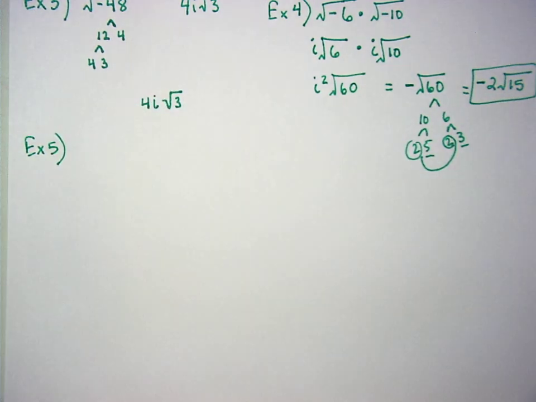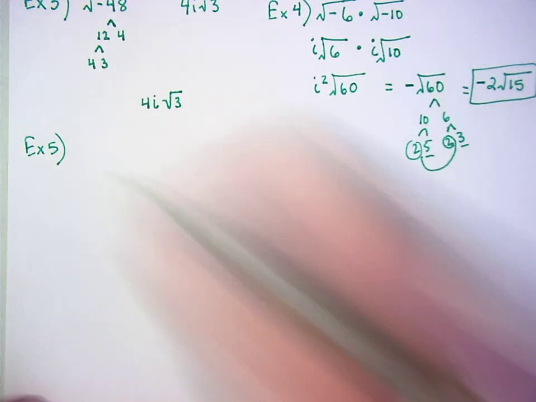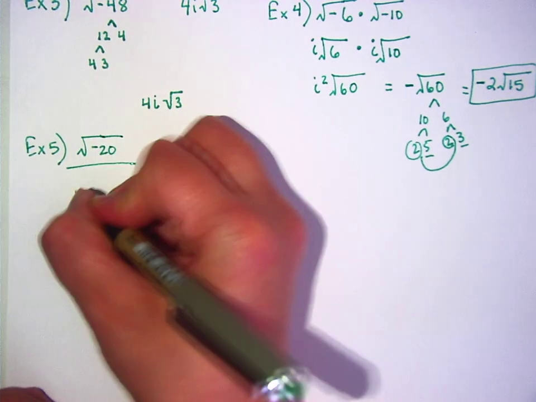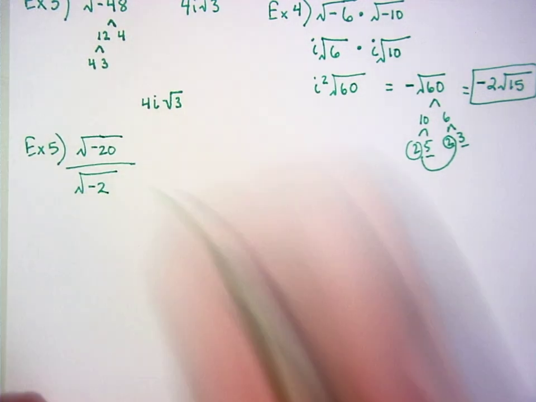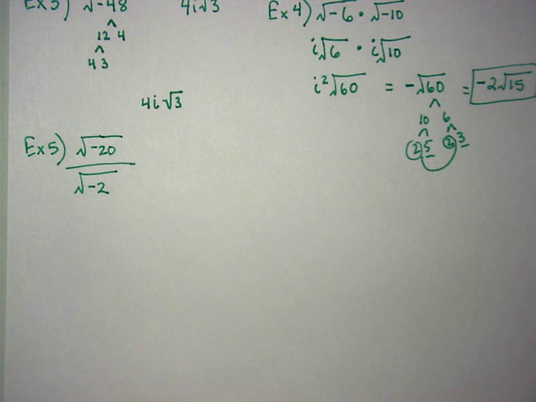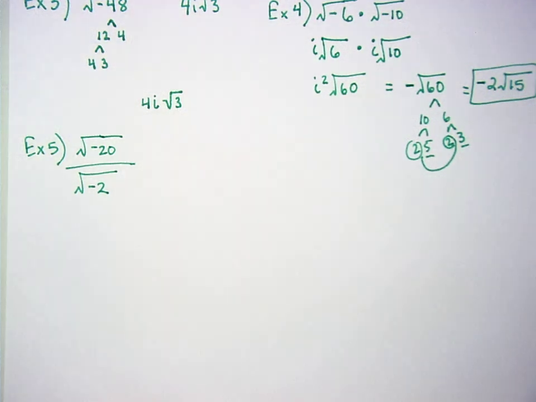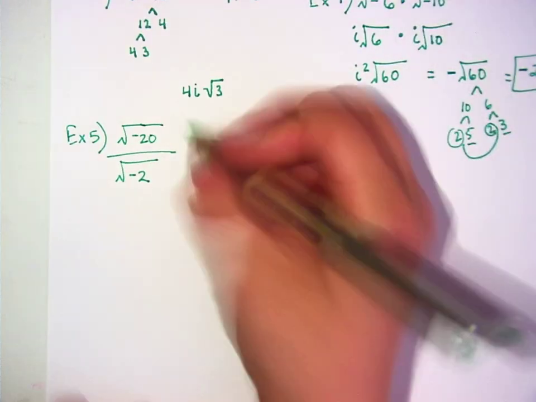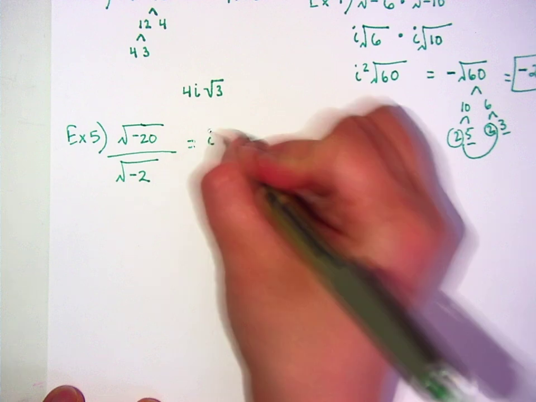Okay. This one we're doing the square root of negative 20 over the square root of negative 2. Okay. So I'm going to follow order of operations and get those i's out of there first.